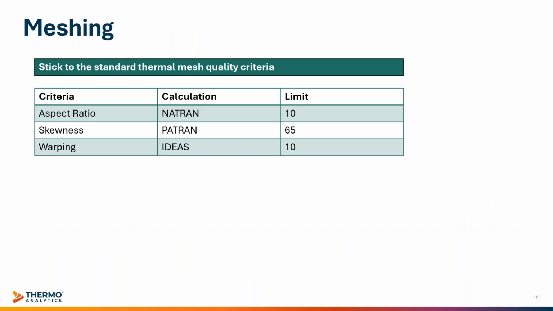Just a few other notes on meshing before we move on to the boundary condition setup. You should always be sticking to the standard thermal mesh quality criteria. Your meshing software likely allows you to do mesh quality checks, and we recommend you keep the quality within the limits listed here. If the mesh is really low quality, it might diverge when you try to run the model, or it might just take many, many iterations to get to convergence. So trying to save time by doing low quality meshing at the start might actually cost you more time later trying to figure out why the model keeps diverging.